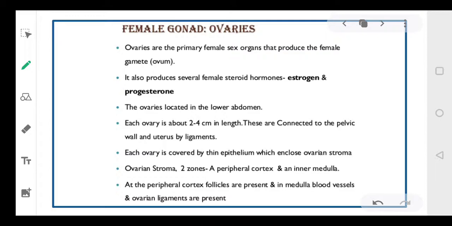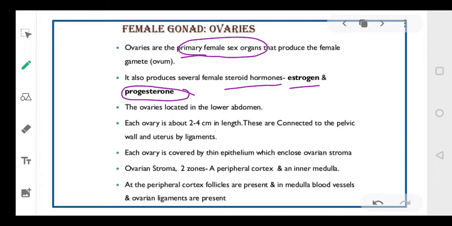Now coming to the ovaries. Let's talk about the ovaries. Ovaries are the primary female sex organs, and they have a dual function. First, they produce the female gamete, that is your ovum, the egg. And second, they produce steroid hormones, that is estrogen and progesterone. So the ovaries perform 2 functions: they produce the female gamete, and they produce steroid hormones like estrogen and progesterone.